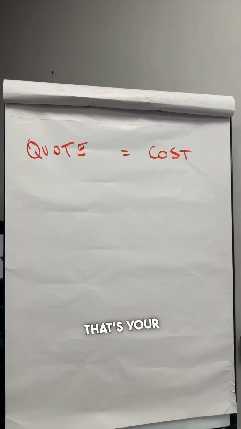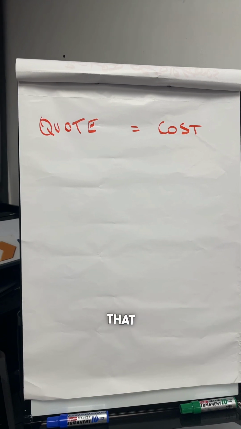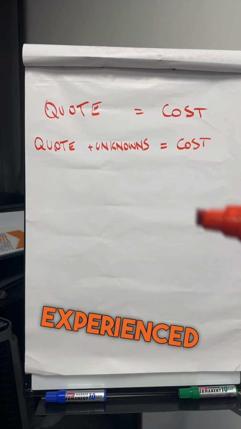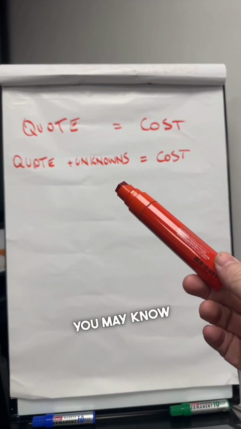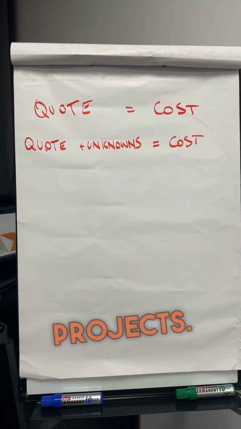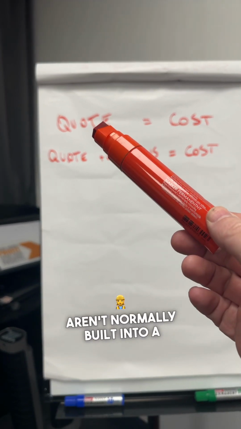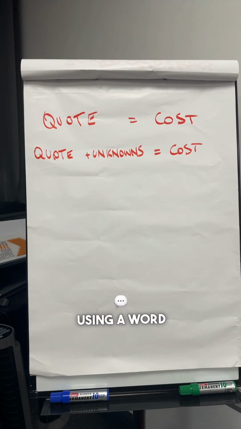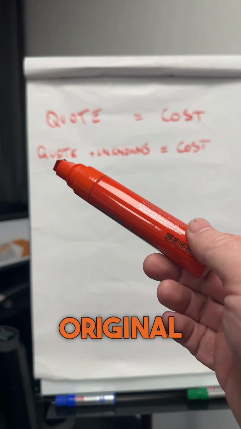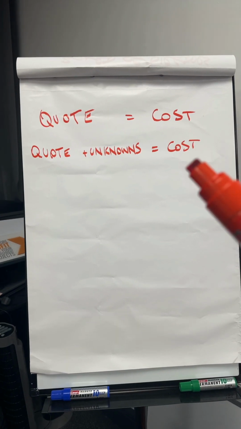So firstly, that's your expectation. The quote that you received, you're expecting to pay that after the project has ended. But for those more experienced or more educated, you may know that this also is going to come into play: the unknowns on your projects. Now, these unknowns aren't normally built into a quote, and they're dealt with by using a word called a variation, or change procedures, change management. So I've got the original quote plus anything that crops up, known as an unknown, to then equal the cost.